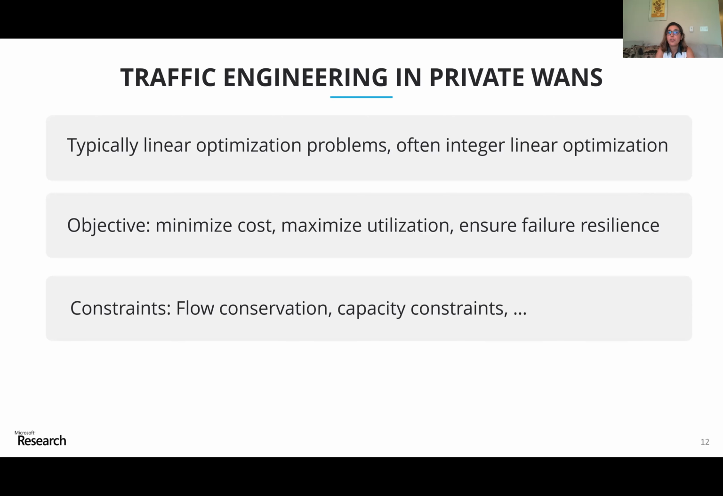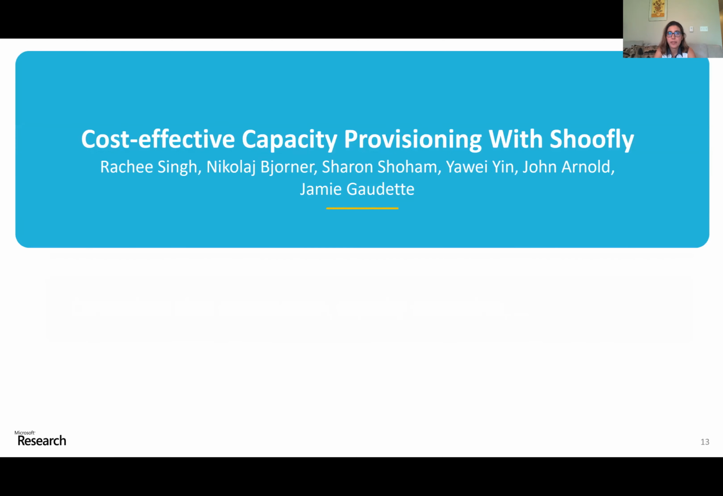And they often have constraints. So some of the constraints you need to satisfy when you're doing traffic engineering is you need to ensure that you don't serve more traffic than actually exists, right? So you have to have flow conservation. You have to make sure that you don't exceed the available capacity on any given link. And depending on what the authors are doing and what the work is trying to optimize, there might be other constraints as well. So what can you expect from this session?